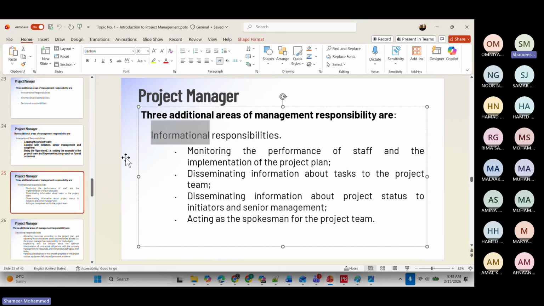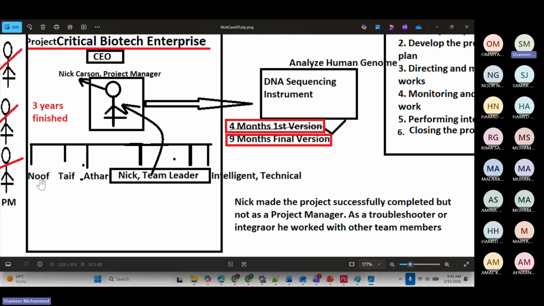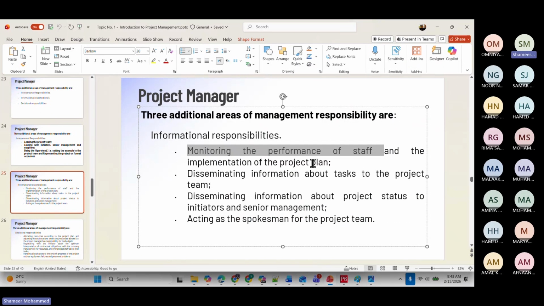informational. Yani he has to pass the information. How? See, check the progress, performance of the staff. How the people are working. See, Athari is working how? She is working good, average or below average. That he needs to check. How Noof is working, how Taif, how Amina is working. So progress checking, monitoring the performance of the staff.